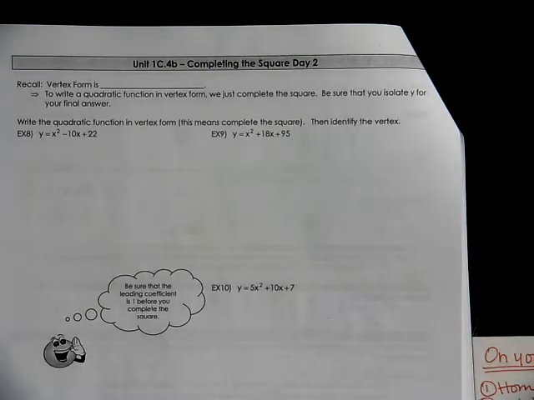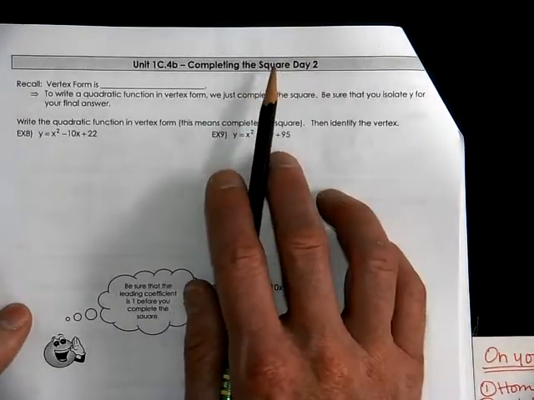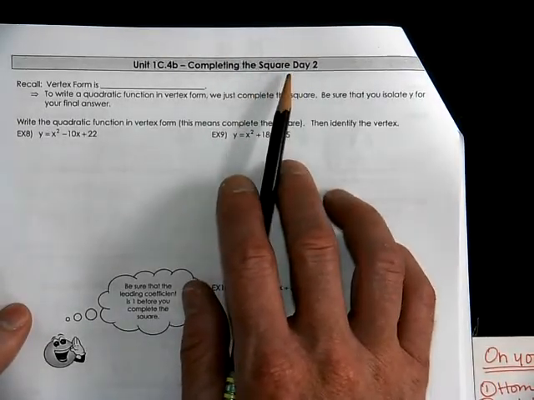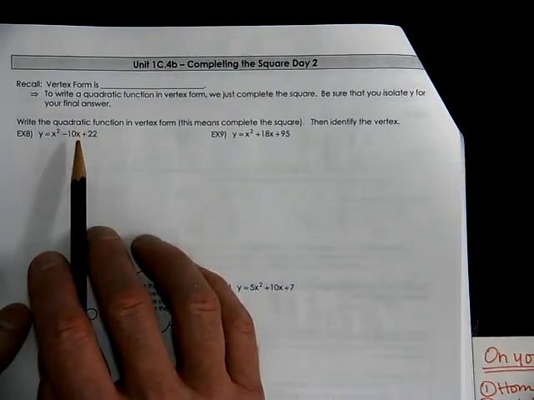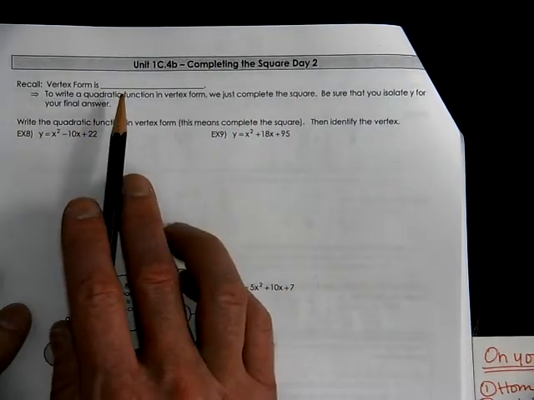This is Algebra 2 with Trig, Unit 1C.4b. It's our second day talking about completing the square. Today we're going to talk about how to take standard form and switch it over to vertex form.